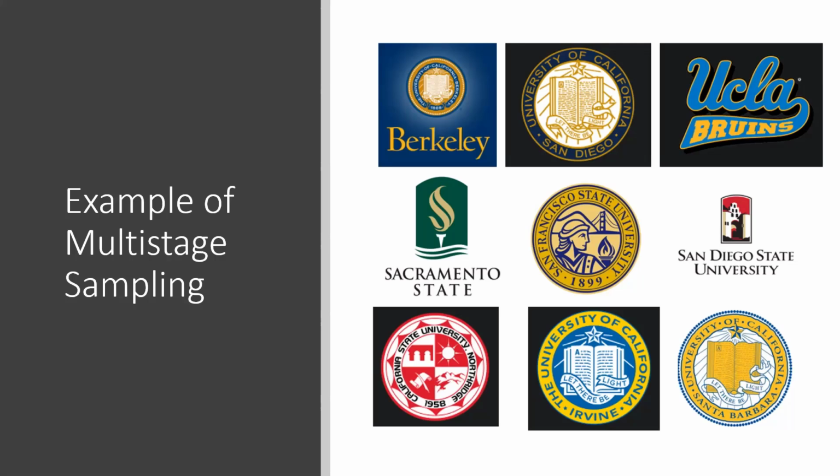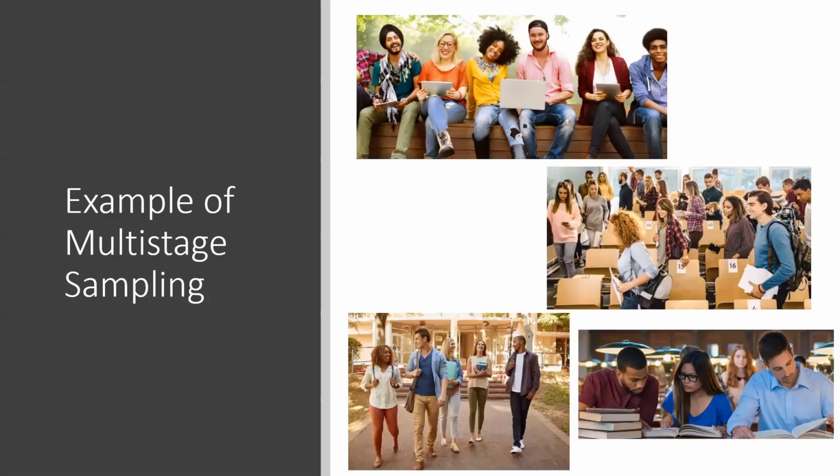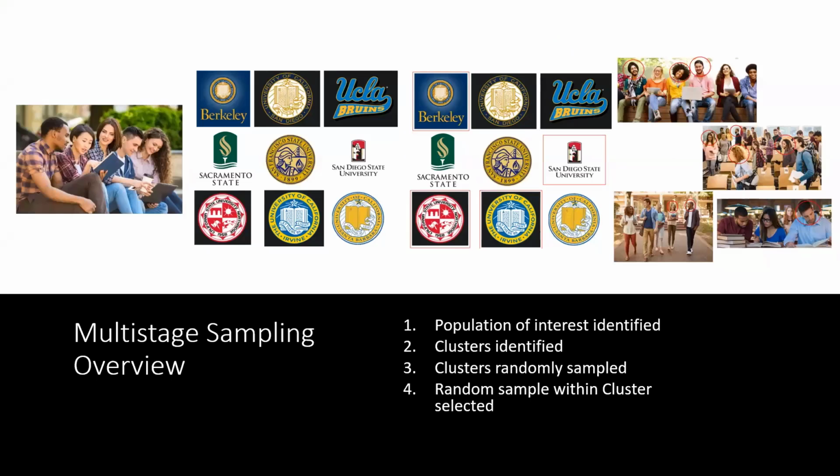Again, you would identify your population of interest, then you would identify the clusters you would want to focus on, then you would randomly select from those clusters. But where multi-stage sampling differentiates is that rather than using all participants like in cluster sampling, you would then randomly sample from that smaller subset of the population. So let's give you another overview.